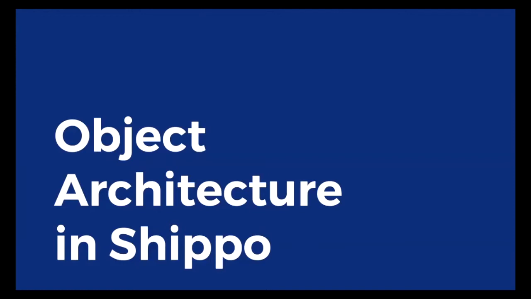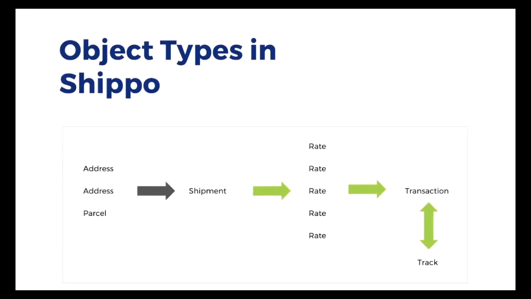So object architecture at Shippo. We want to cover some of the concepts and how Shippo handles creating shipments, addresses, parcels. We always refer to things as objects. Some objects are composed of other objects, and some are generated by objects. And so we want to just sort of dig into a few specific ones. There are quite a few different types of objects at Shippo, but I want to focus on those related to creating shipments and creating labels.